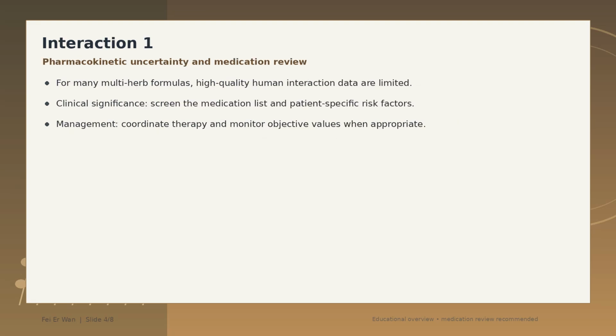The first interaction focuses on pharmacokinetic uncertainty and medication review. For many multi-herb formulas, high-quality human interaction data are limited. Laboratory findings on cytochrome P450 enzymes or transporters do not always translate directly into a clinical effect. The correct response to uncertainty is not to assume zero interaction. It is to review the complete medication list, use reputable products, avoid unnecessary polypharmacy, and monitor clinical endpoints that matter.